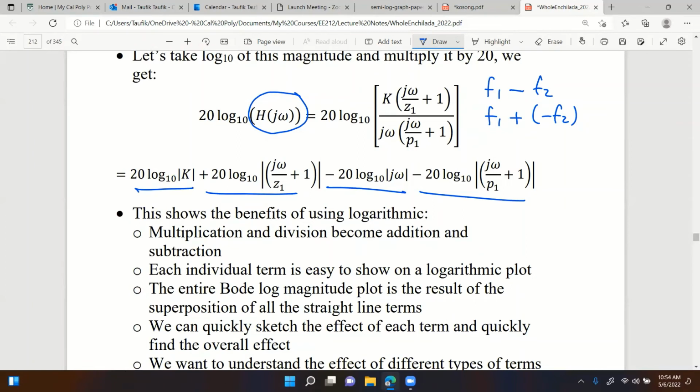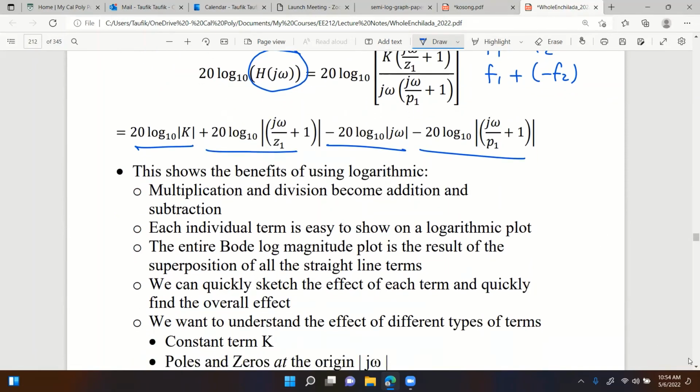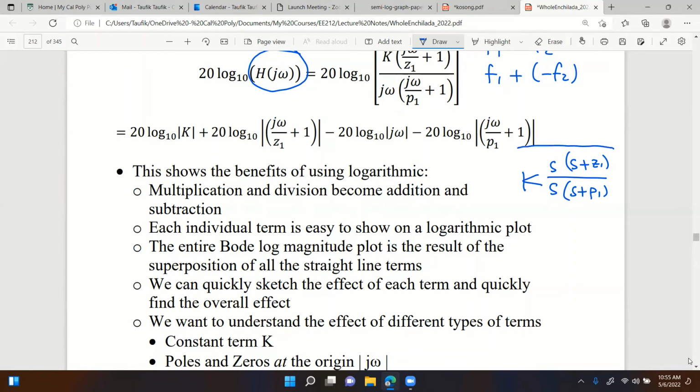Right. So then, if that is clear, let's start with the easy one first. How many different possible terms can we have here? I can have a constant term. I can have a zero at the origin. I can have a zero not at the origin. I can have a pole at the origin. I can have a pole not at the origin, like this. So 1, 2, 3, 4, 5 different terms. There's actually another term which is not covered in this class. I have the section later on, but I'm not going to cover it in this class. But for now, these are the 5 different terms that you need to know how to sketch from this class. We'll go one by one, okay? Any questions?